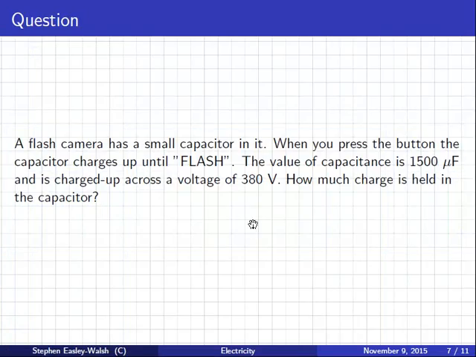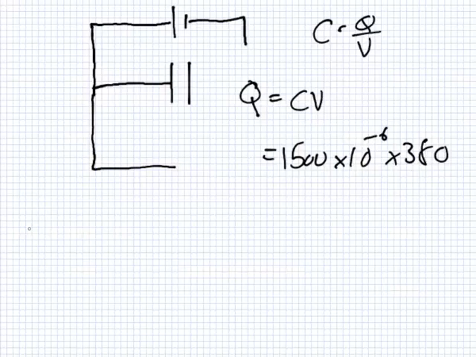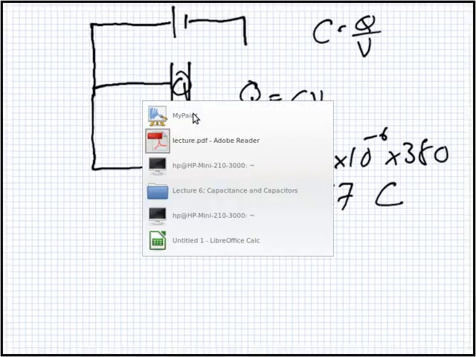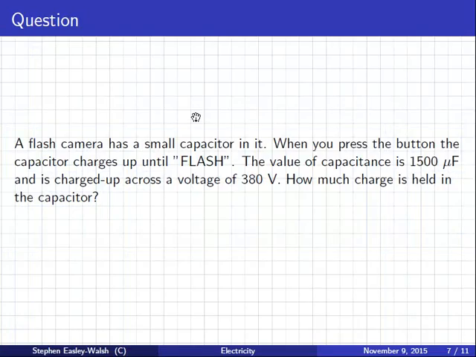What is the charge in the capacitor? You can write the question down if you want. Let me just give you the answer here. The answer is 0.57 coulombs of charge is in the capacitor here when it's charged up. And if you need the question, here it is. It's a camera.